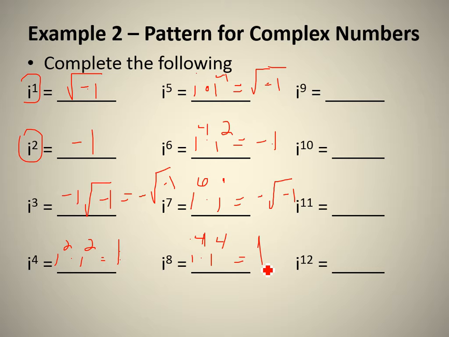And then when I go to do i to the fifth, the pattern sort of repeats itself. So i to the first and i to the fifth are the same, i squared and i to the sixth are the same, i cubed and i to the seventh are the same, i to the fourth and i to the eighth are the same. So when I continue the pattern, i to the ninth would be just the same as i to the first or i to the fifth, which would be the square root of negative 1. i to the 10th would be the same as i squared and i to the 6th, which is just negative 1. i cubed and i to the 7th would have the same answer as i to the 11th, which would be negative square root of negative 1. And then finally, i to the 4th and i to the 8th would have the same answer as i to the 12th, which would just be positive 1.